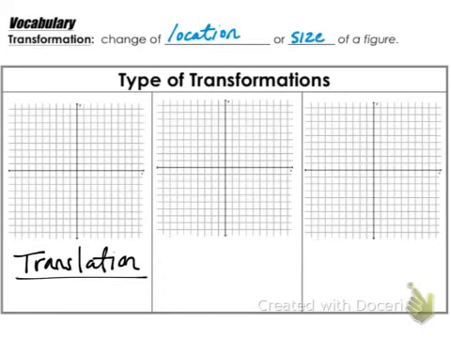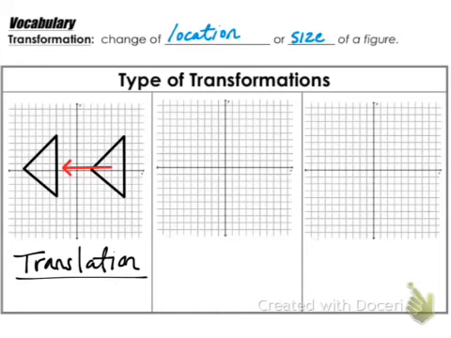A translation is if you have a triangle, let's say it's on the coordinate plane, and all we do is slide the triangle along the x-axis, and then we draw another triangle. That would be a translation. So all we're doing is sliding the triangle from one spot to another.